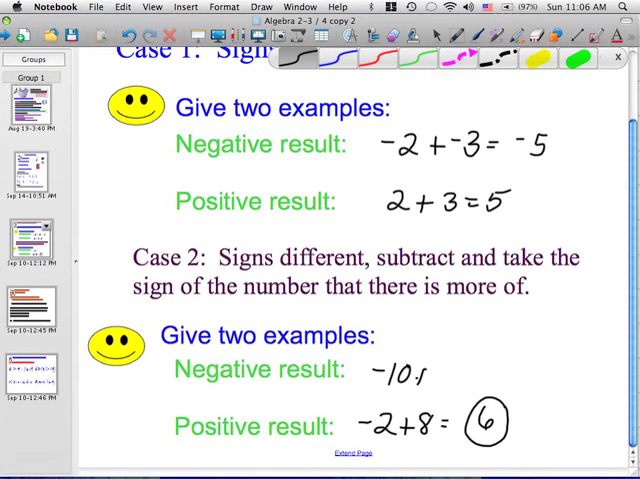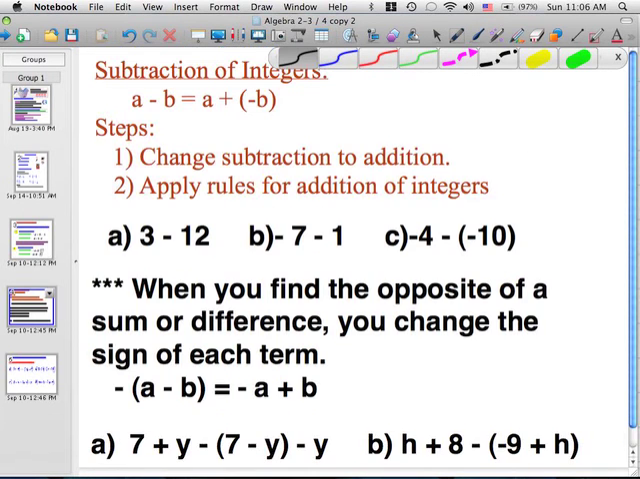And if I want a negative result, an example that would show that would be like -10 plus 3. Again, the signs are different. I subtract, I get 7, and there's more of the negative, or the negative value is farther from 0, so I get -7.